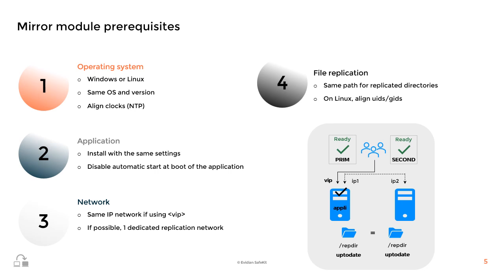On the schema, you can see the principle of a mirror module, which operates in the prim second state. Each node has its own physical IP address, IP1 and IP2. The virtual IP is configured by SafeKit on the network interface of the prim node only, as an alias IP address. Clients connect to the virtual IP and are routed to the prim node. The application is started by SafeKit on the prim node using a start script. The folders to replicate are synchronized in real time and synchronously, with only modifications inside files being replicated.